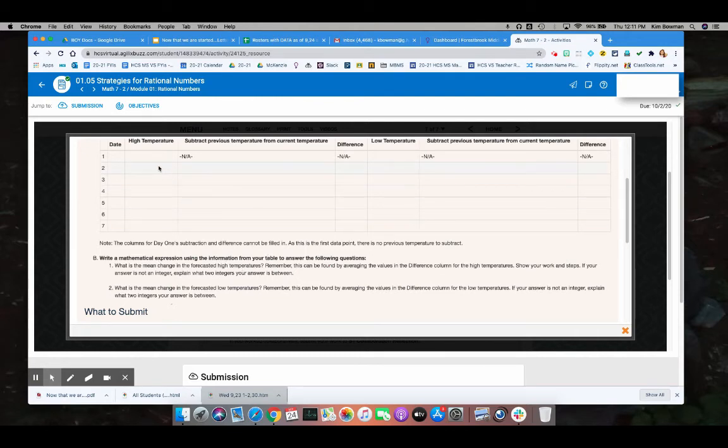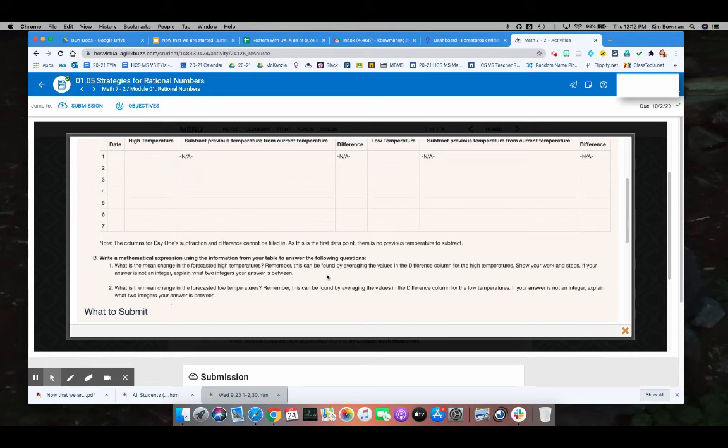So you're going to average the numbers you get in the difference column. Okay, that's how you're going to do that. It says write an expression, doesn't it? So you're going to write this plus this plus this plus this, you get the point, equals whatever it equals, divided by however many changes or differences there are. All right, and show your working steps. If your answer is not an integer, explain what 2 integers your answer is between.